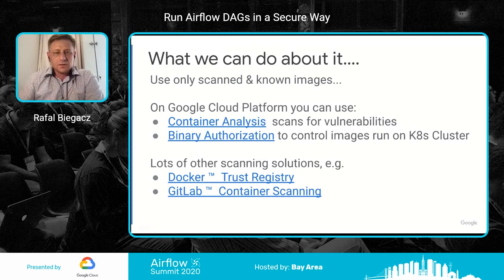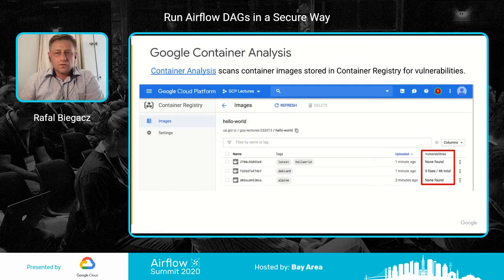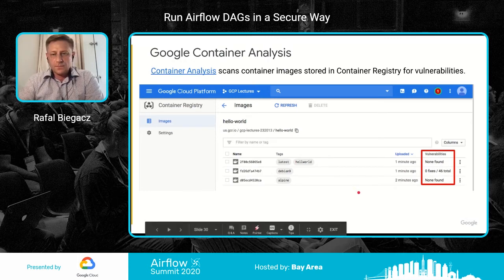And another mechanism that you should consider using in conjunction with container analysis is binary authorization, which is basically a mechanism that assures that those known images that you already scanned, and only those images, are run on Kubernetes cluster. So before we describe how it could work in case of Airflow, let me show you just what the container analysis interface looks like.